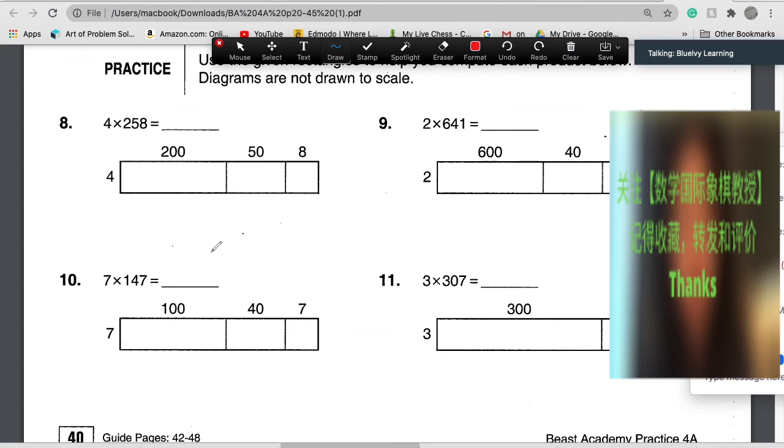Now let's work on number 10. This one. What's your answer for this? Okay. Samuel correct, Audrey correct, Kimberly correct. Yes. So this one 700, then 280, then 49. Then you add these 3 numbers together, you get 1029.